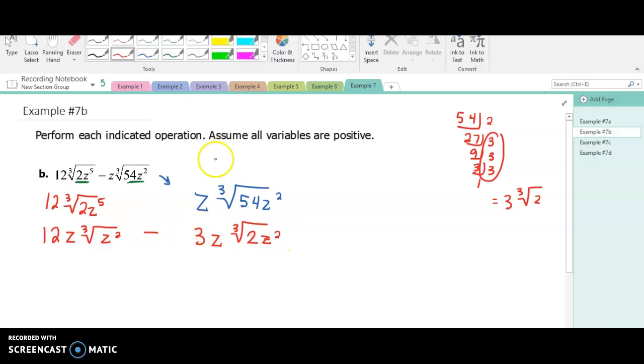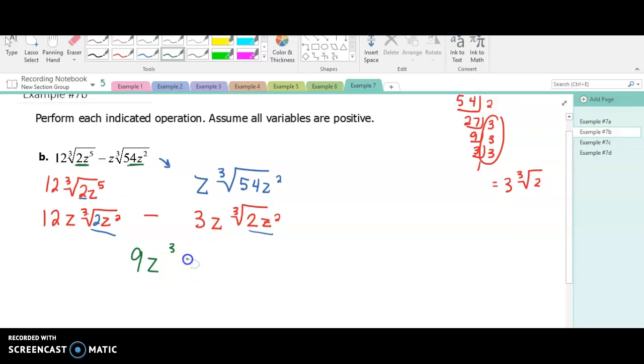Okay. Now, oh, sorry, here's a 2 right here that I forgot. Okay. Now we're looking good because this is cubed root of 2z squared, this is cubed root of 2z squared. So now all we have to do is 12z minus 3z is 9z cubed root of 2z squared. That is your final answer.